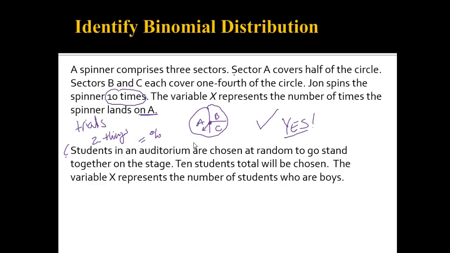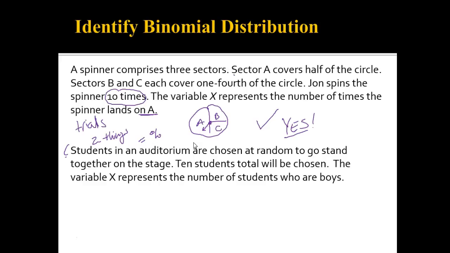The variable X represents one thing, which we're going to call success, which is the student who gets called up as a boy. And if the student who gets called up is not a boy, then that would be a failure. And again, that's not a commentary on boys and girls. It's just the language. We could have said success is choosing a girl. It doesn't matter. It's the same thing either way. So success or failure isn't necessarily a positive thing. It's just what we're counting. So the successes are what we're counting, and the failures are what we're not counting.